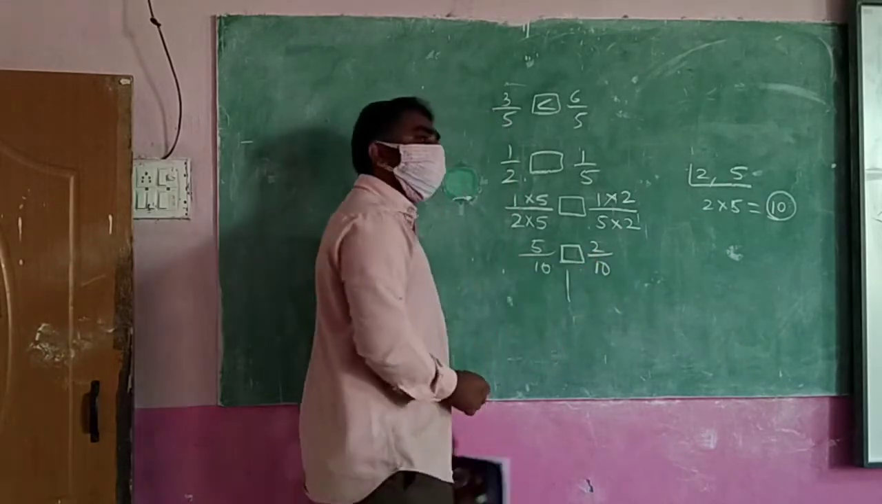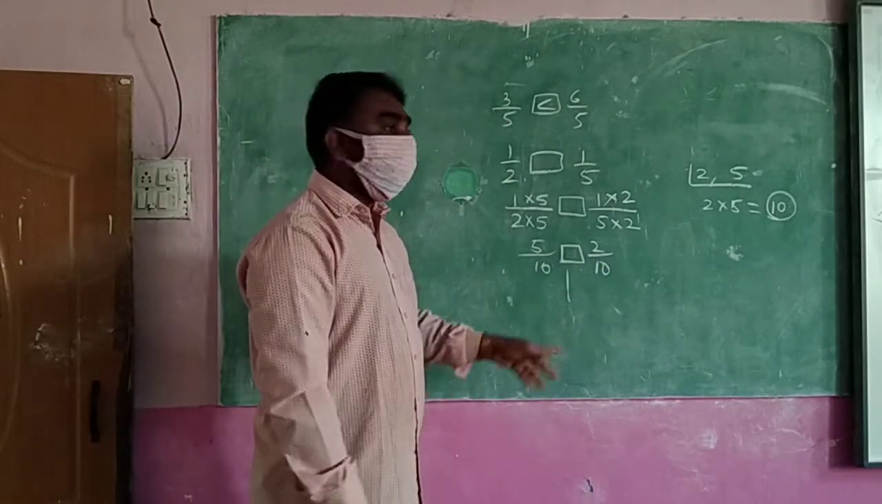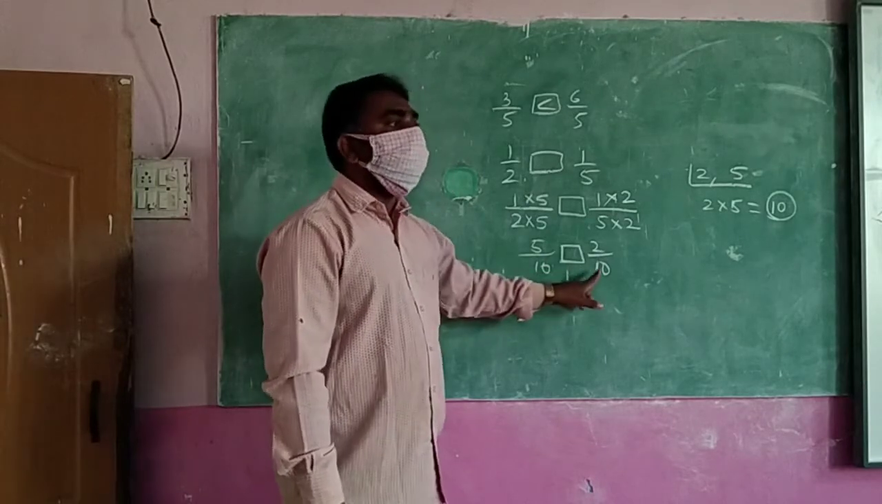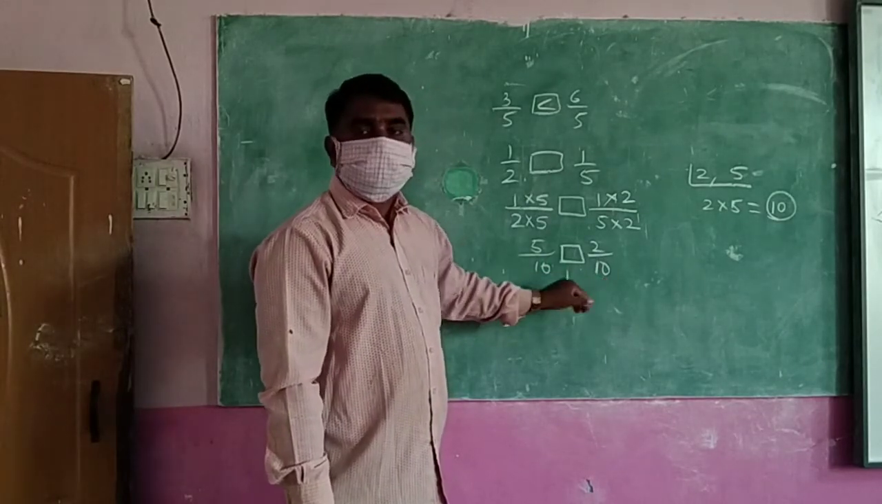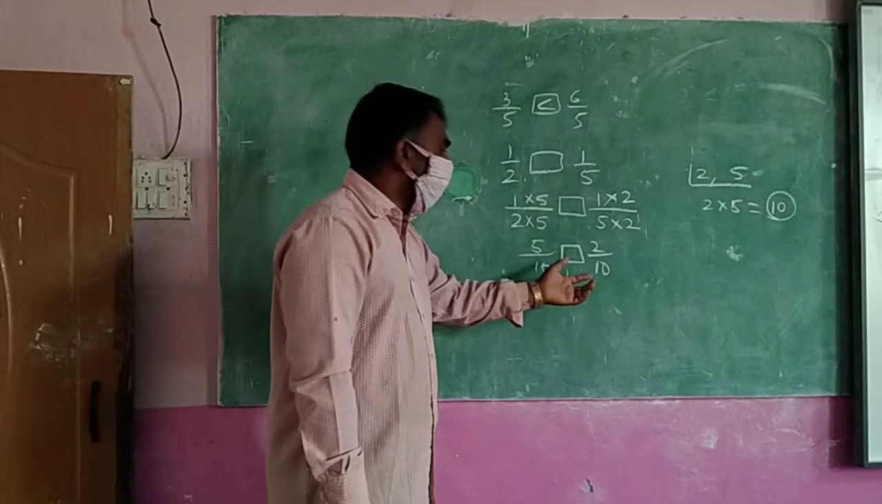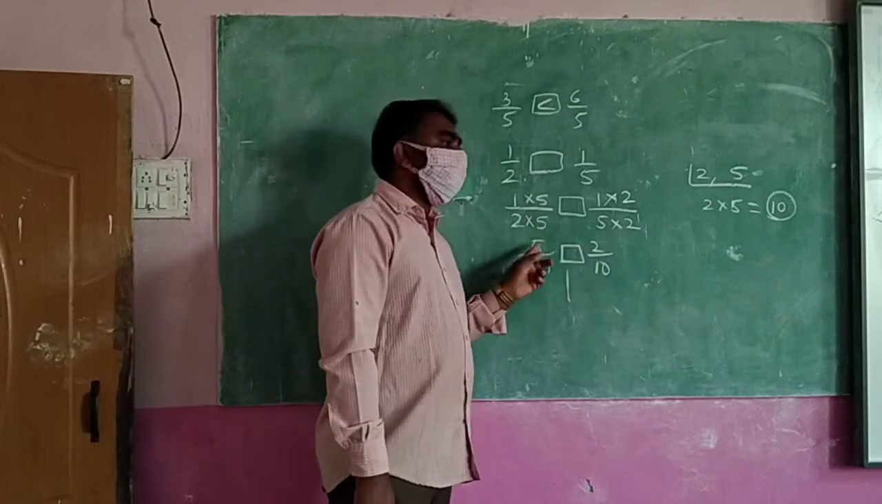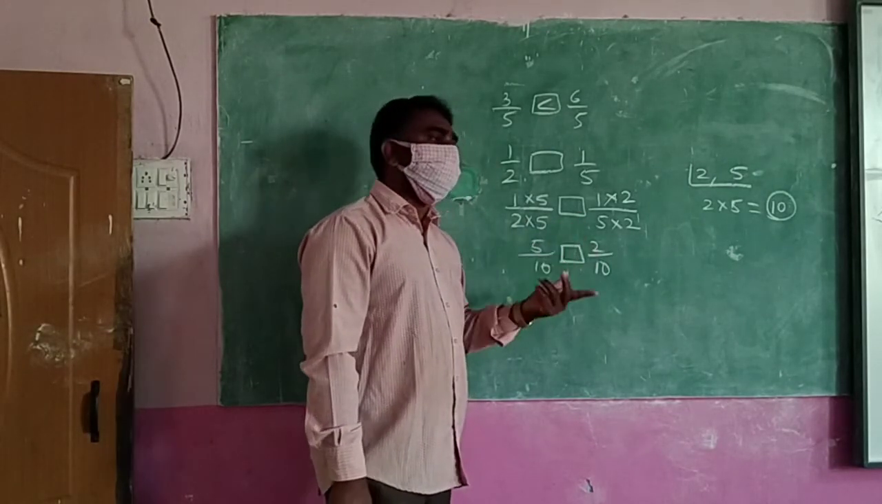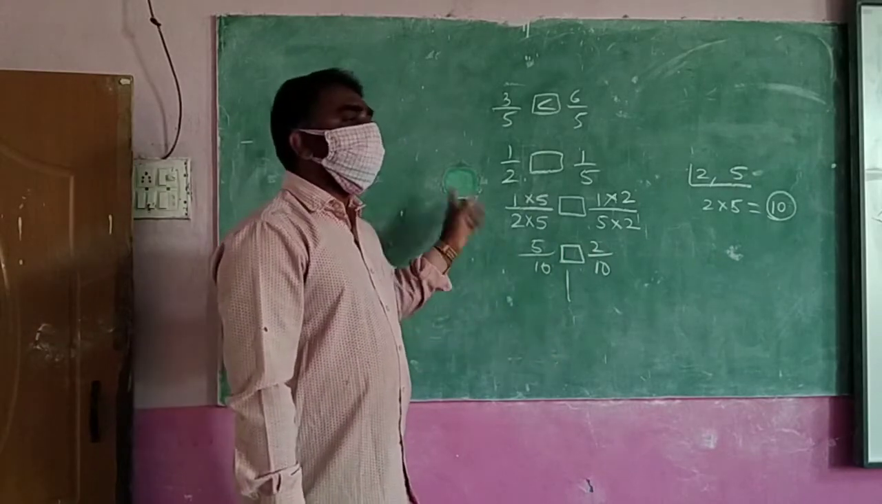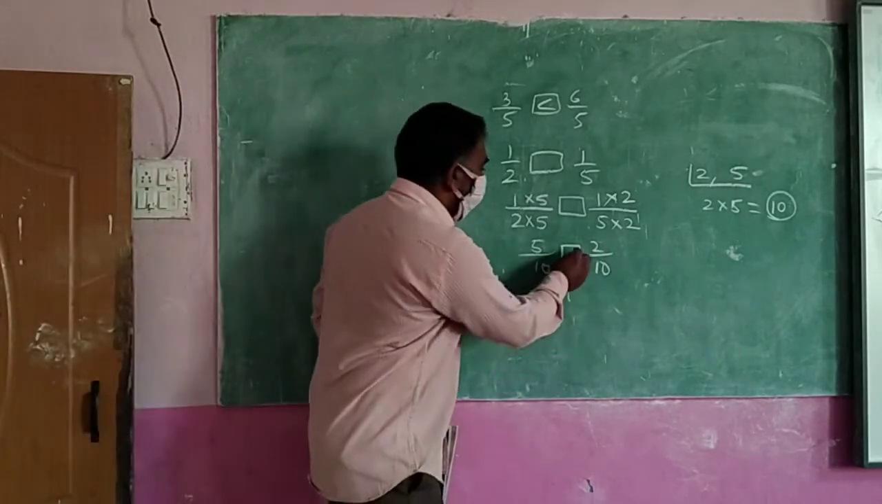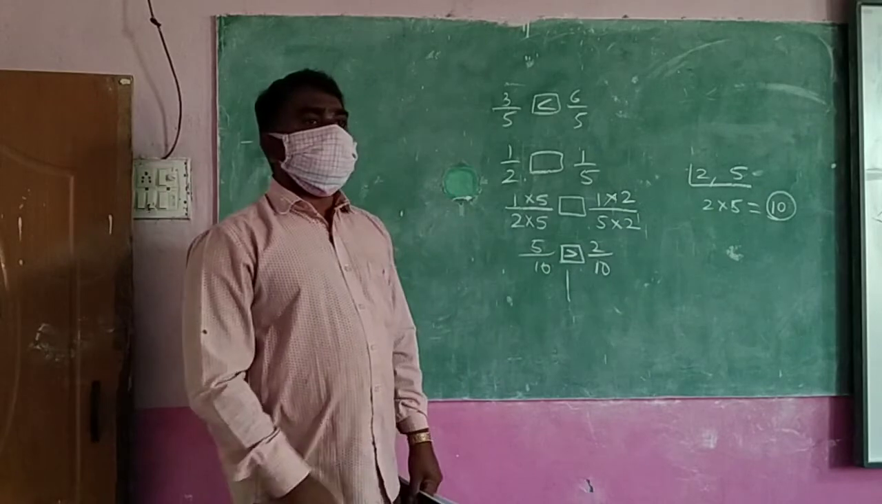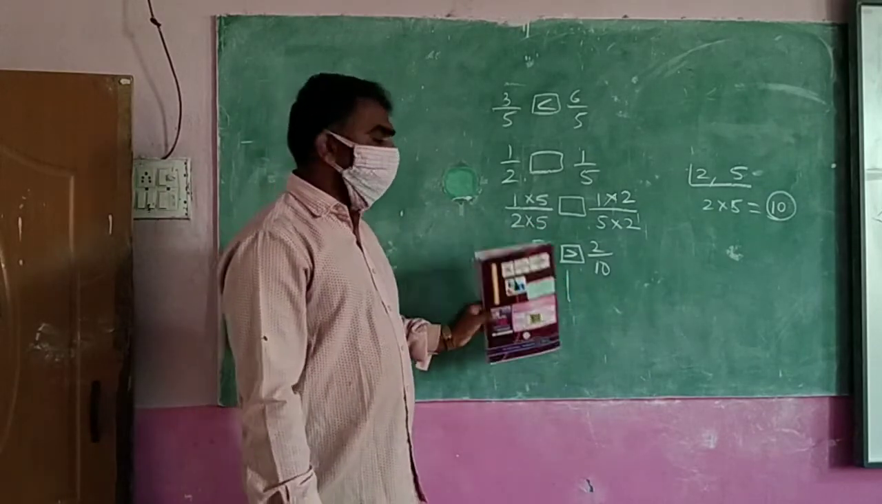Now you can check it and you can say, because the size is the same. When the size is the same, you can say which is bigger, and we only have to check the numerator. Here 5 pieces, here 2 pieces. Which is bigger? 5 pieces are more. That's why you keep the greater than symbol here.